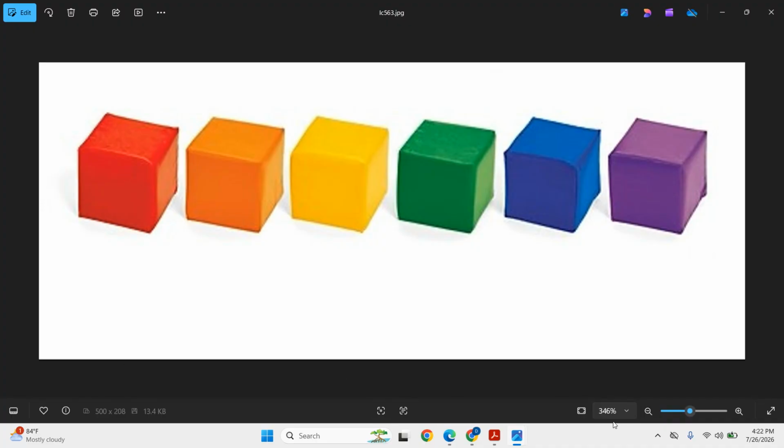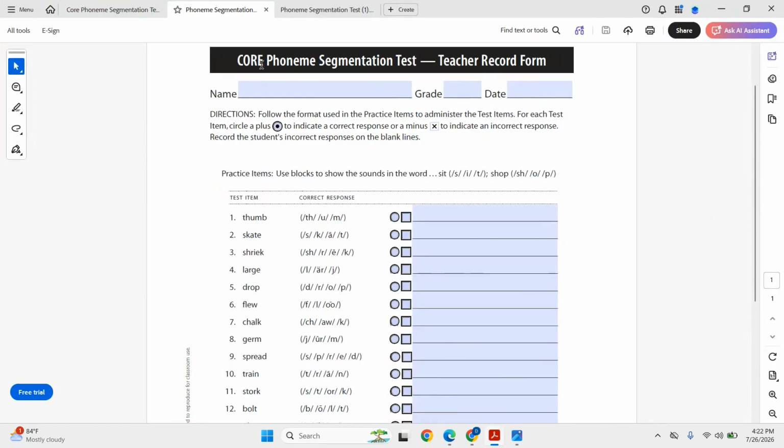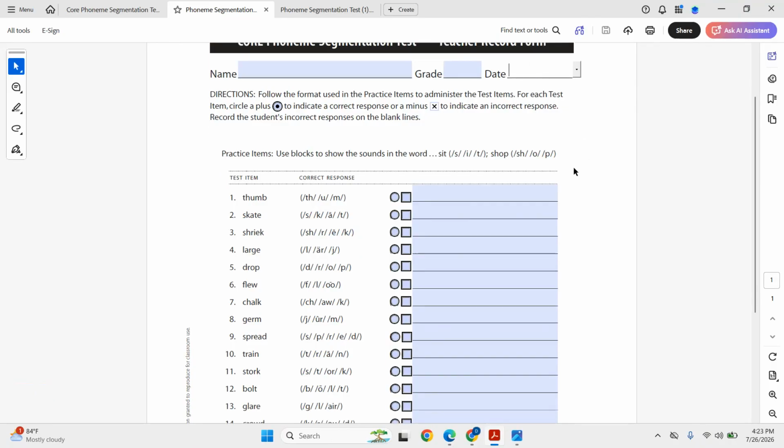Now let's look at an assessment. This is what your teacher form will look like. You'll write your student's name, the grade, and the date the assessment or test is being administered. Again, your date is very important because we also look at the time of the year that the assessment is administered in order to interpret your data accurately.